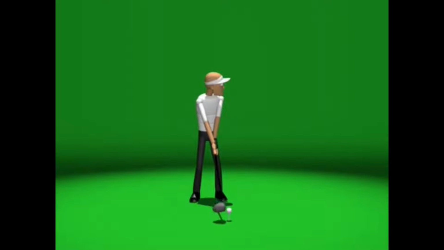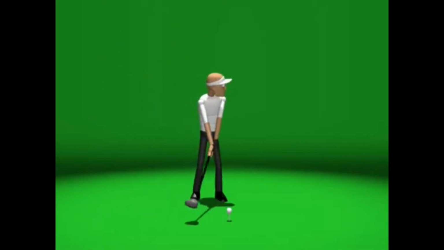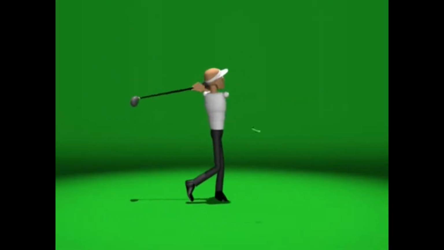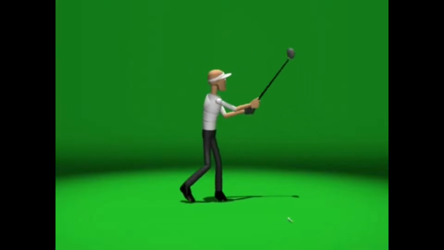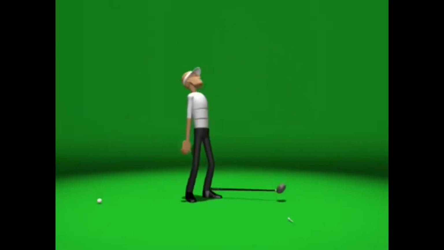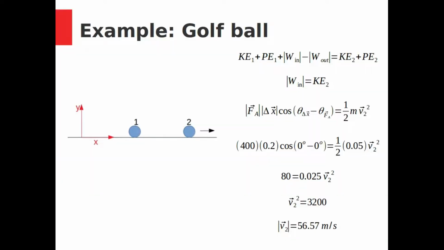In this animation, we see a golfer putting a golf ball. Let's figure out how quickly the ball travels immediately after the swing. Let's say the golfer applies 400 newtons of force and the ball is in contact with the club over a distance of 0.2 meters. We'll assume that the ball and the club move horizontally during this time. The ball has a mass of 0.05 kilograms.